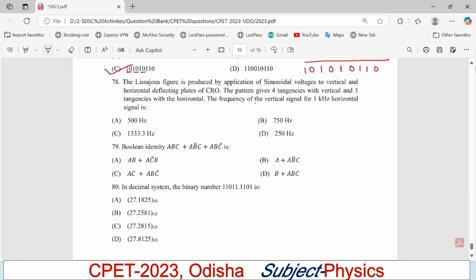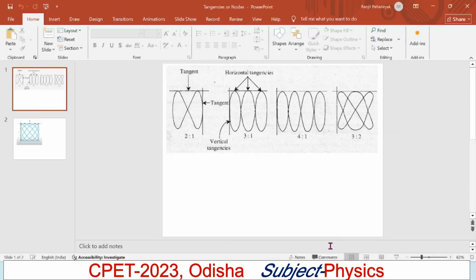Now question number 78. It is given that the Lissajous figure is produced by the application of sinusoidal voltages to the vertical and horizontal deflecting plates of a CRO. The pattern gives 4 tangencies with vertical and 3 tangencies with horizontal. The frequency of the horizontal signal is 1 kilohertz. What is the frequency of the vertical signal? It is asked what the frequency is for the vertical signal. So here I am going to show you 2-3 different Lissajous figures. Here you can see.